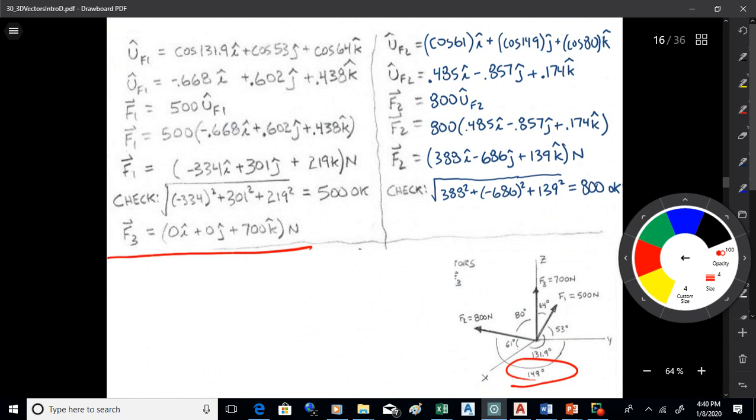Okay. I did F3 for you there. It's just in the z direction. That's all I had to do. Okay. Good.